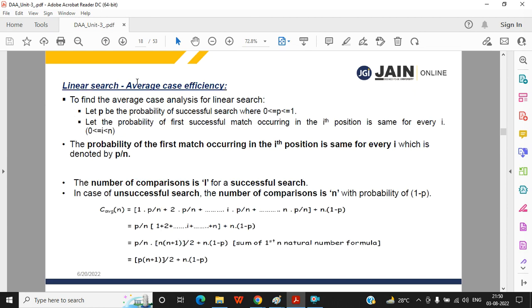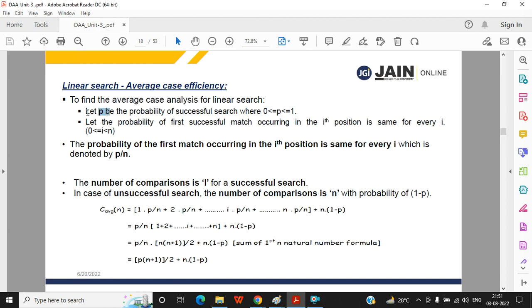Now, the average case efficiency. Average case efficiency means the element is not at the first position, not at the last position. It may be in between. So here comes the probability. You remember probability from MFCA last semester.